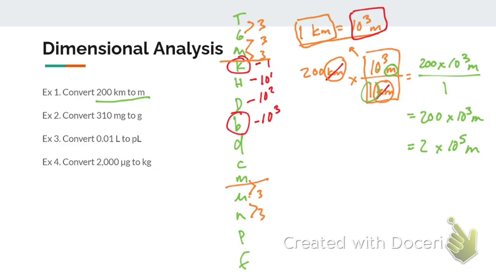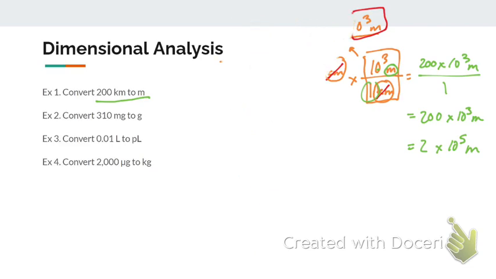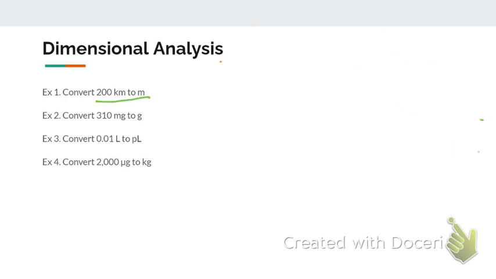Let me do one more with you. So let's do the next problem. So we're going from milligrams to grams. So let's go ahead and figure out the conversion factor. So if you do the conversion factor, you'll find that 10 to the third milligrams equals 1 gram. And then from that, we'll start our problem, the 310 milligrams.